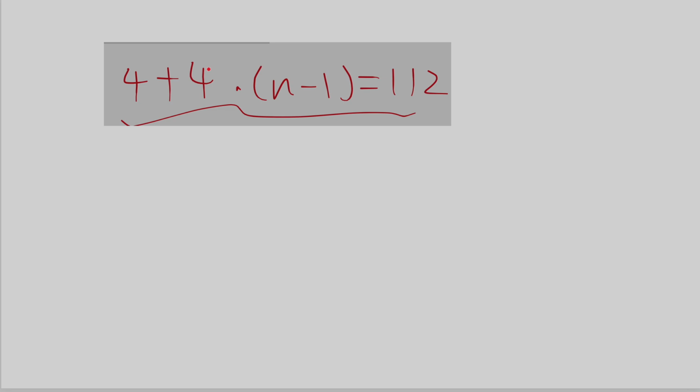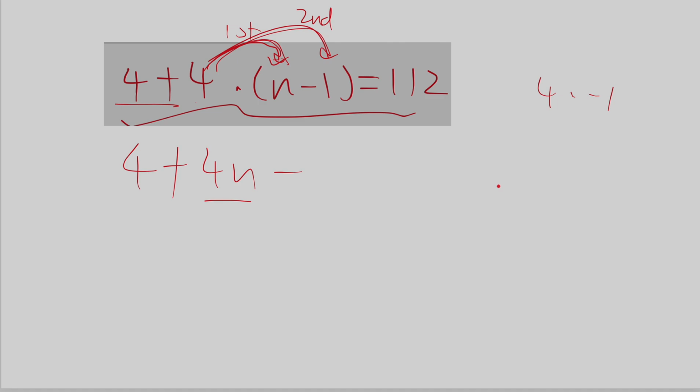So first you have to open the brackets. Can you see the first arrow and the second arrow? So you have 4 plus, copy down. The first arrow is 4 times n, so it's 4n, right? The second arrow is 4 times negative 1. If you cannot do it mentally, can you use a calculator? Negative 4. Yes. So that's why I write minus 4. And then you have 112.